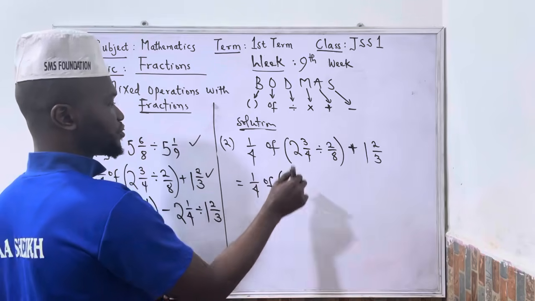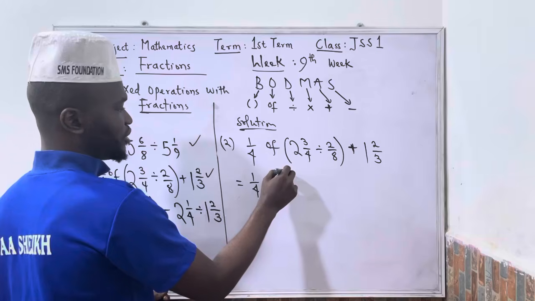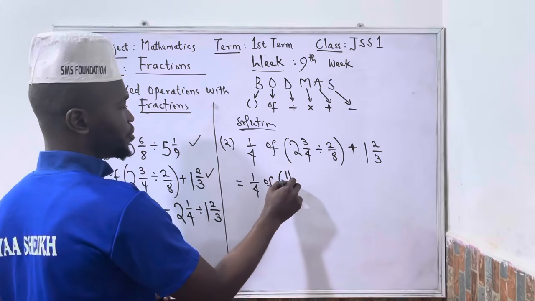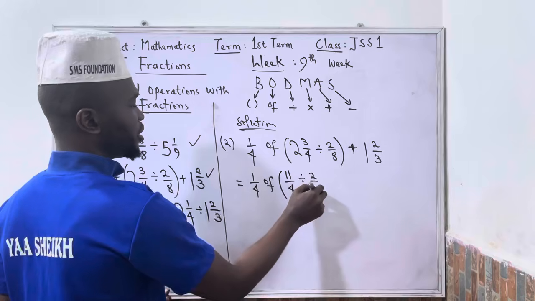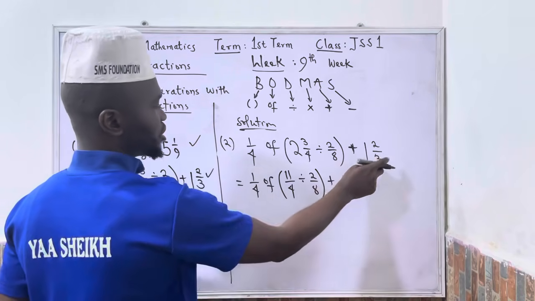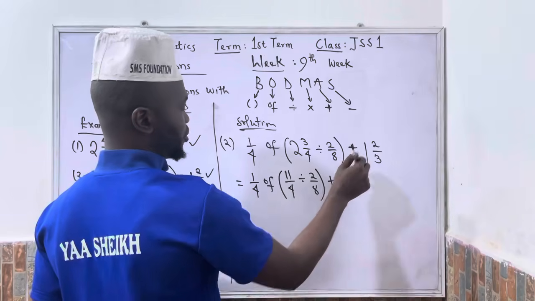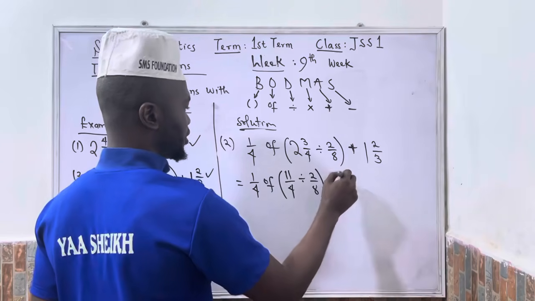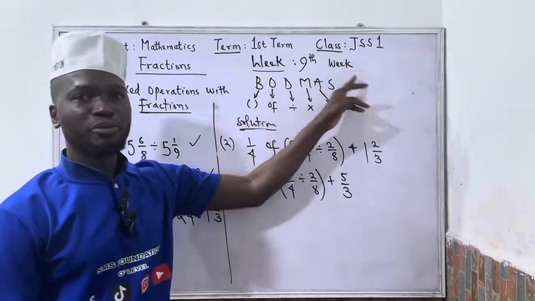So change this mixed fraction to an improper fraction. 4 times 2, 8 plus 3. That will give me 11 over 4 divided by, this will still remain 2 over 8, plus, change this also, 3 times 1 plus 2. 3 times 1, 3 plus 2, 5. That is 5 over 3. Interesting. Now, you consider the BODMAS rule.